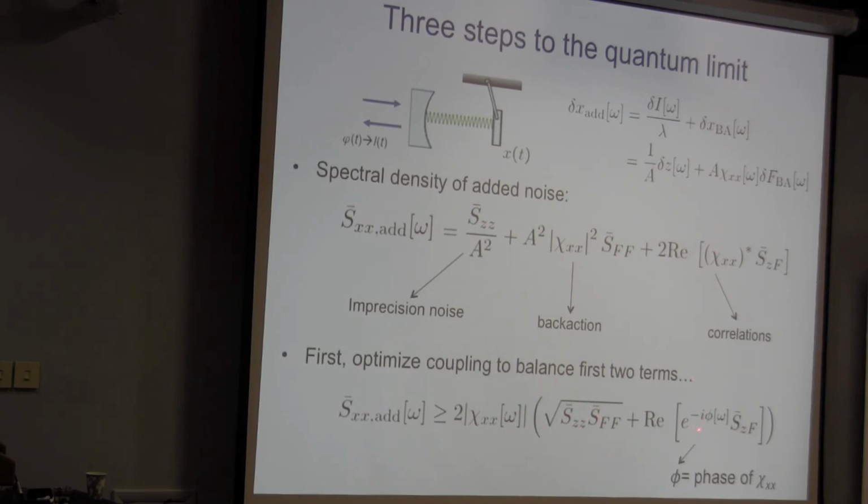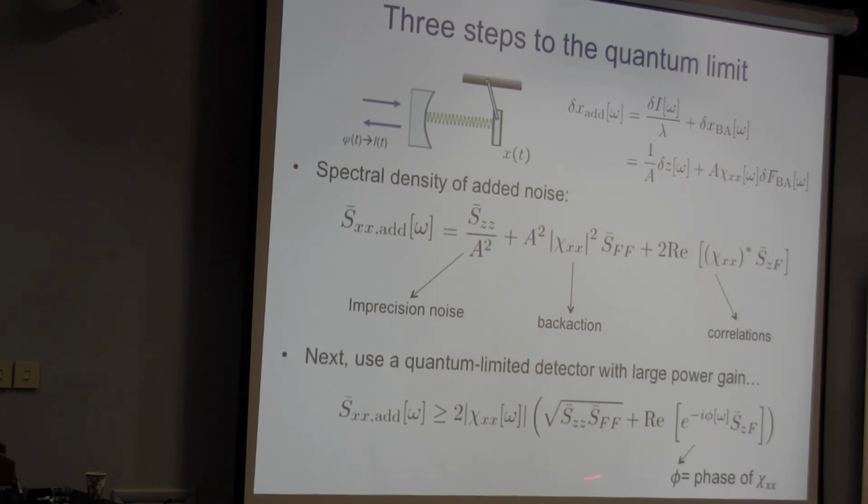In this correlation term, I've just simplified things a little bit. What I've done is I've taken out the magnitude of this force response susceptibility, put it out front, and phi is just the phase of that susceptibility. Okay, so we optimize the coupling. What's the next thing we do?